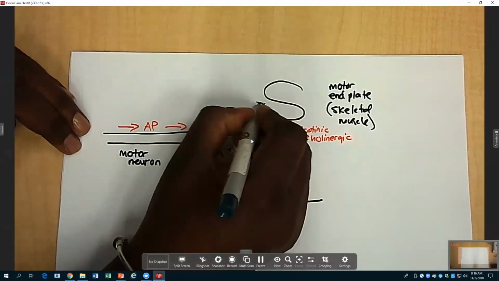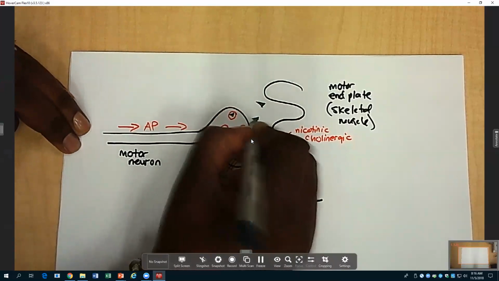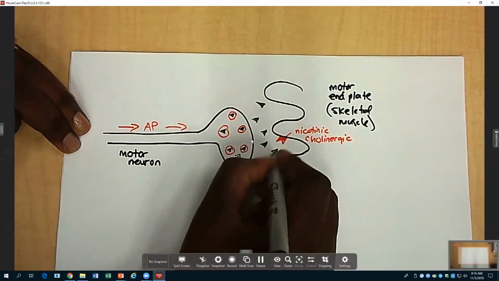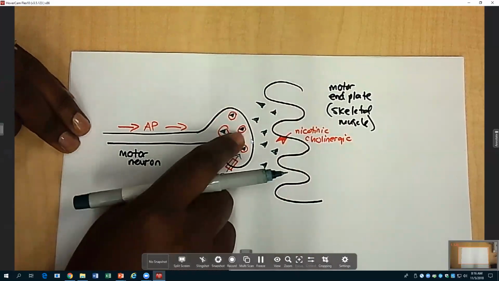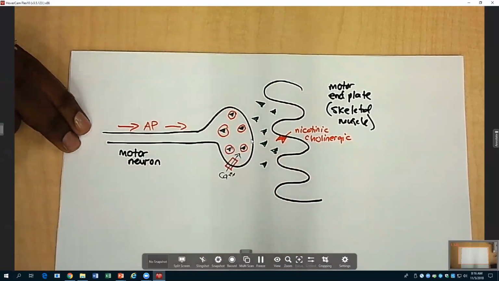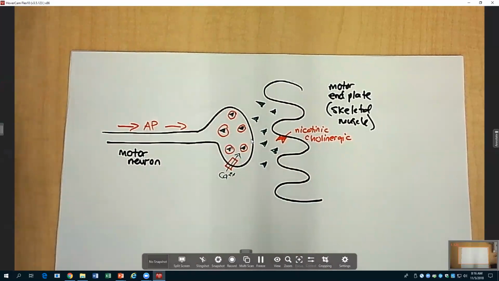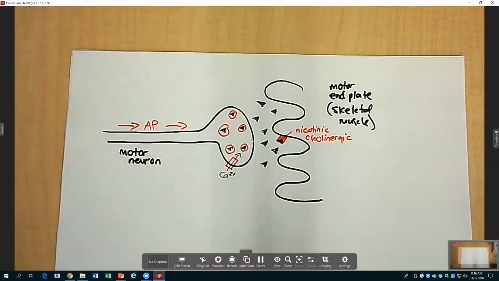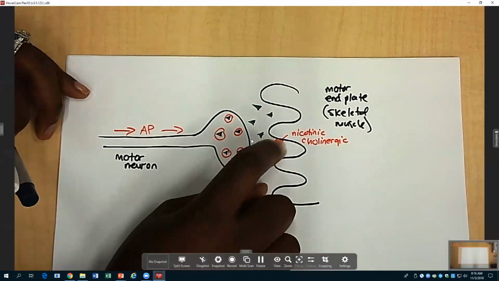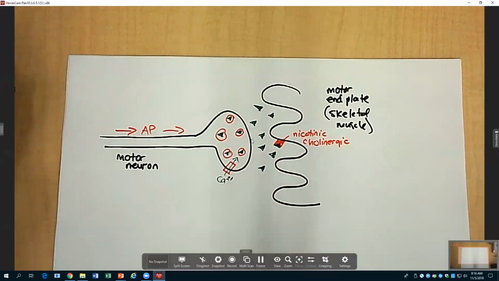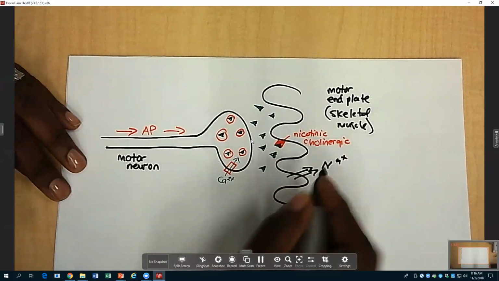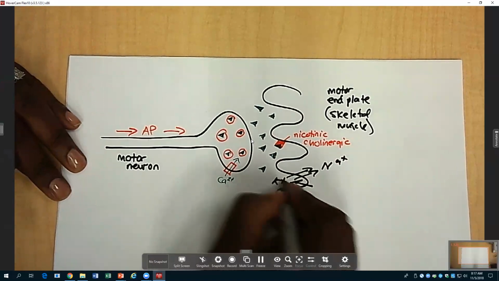This is something, again, very similar to what we saw at the neuroeffector junction. Exocytosis occurs, and these neurotransmitter vesicles are released into the neuromuscular junction. The vesicle is going to fuse with the membrane of the bouton, and the contents are released into the neuromuscular junction. They're going to bind to this nicotinic cholinergic receptor. And because this receptor also acts as a channel, that's going to trigger the opening of this channel. And when that happens, again, sodium is going to rush in more so than potassium rushes out.